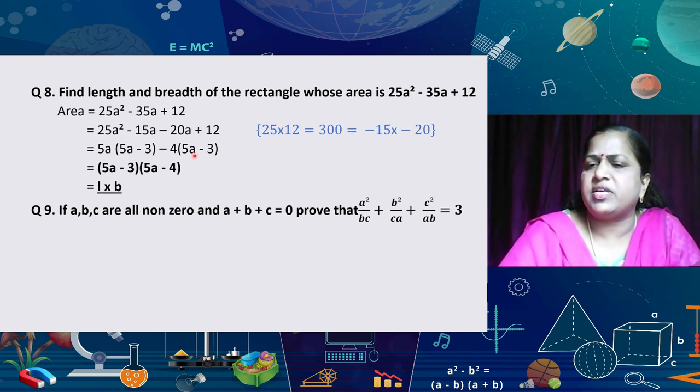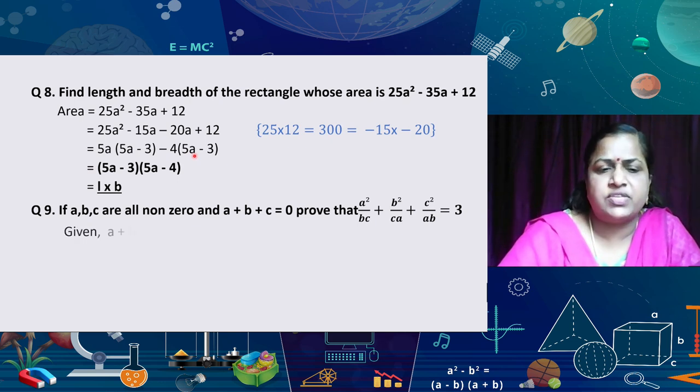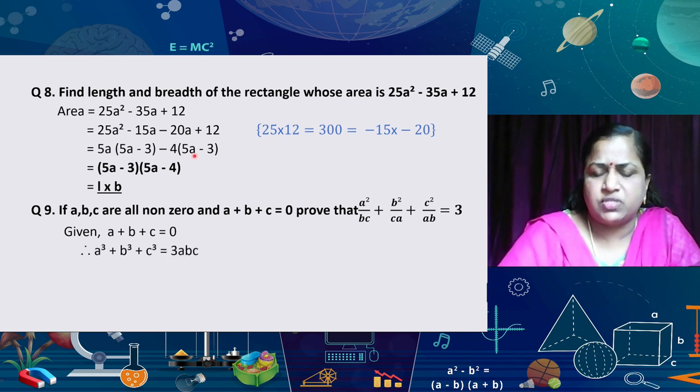If a, b, c are all non-zero and a plus b plus c equal to 0, prove that a squared upon bc plus b squared upon ca plus c squared upon ab equal to 3. How can we solve this? We are already given a plus b plus c is equal to 0. So we can write the identity a cube plus b cube plus c cube equal to 3abc.